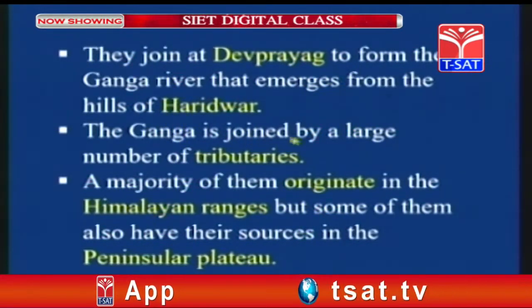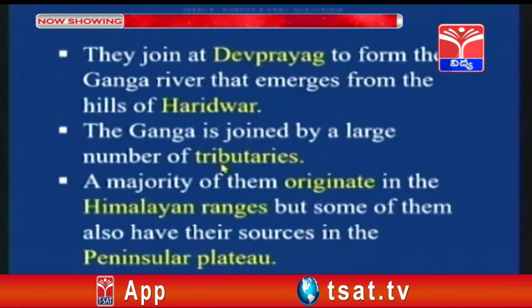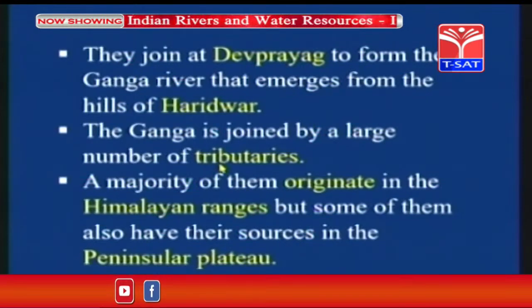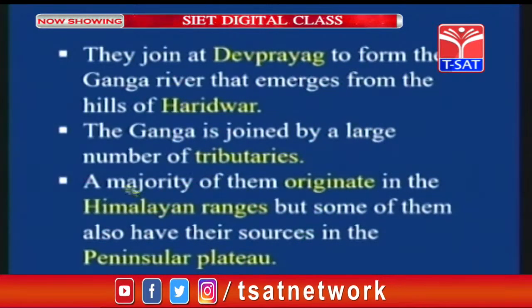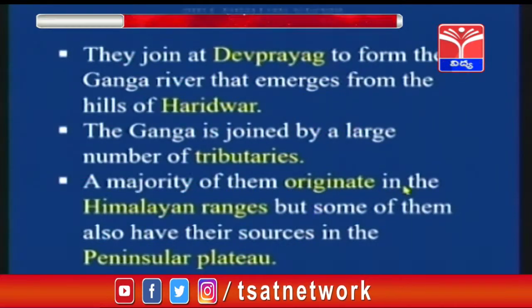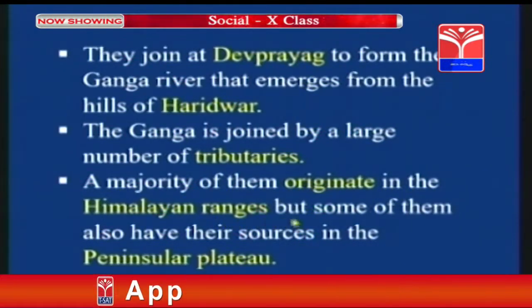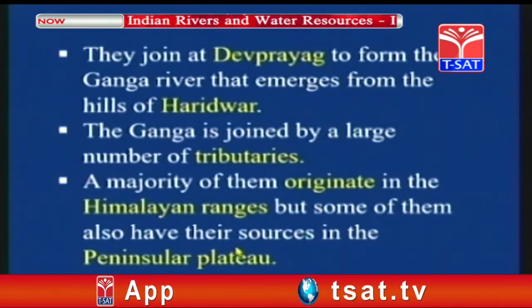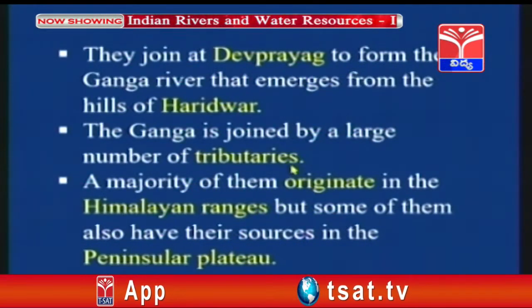The Ganga is joined by a large number of tributaries. What are tributaries? The smaller rivers which join the large river. So, those small rivers are called tributaries. A majority of them originate in the Himalayan ranges, but some of them also have their sources in the peninsular plateau.